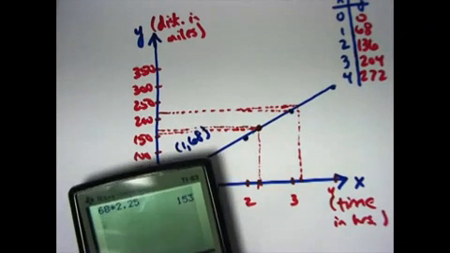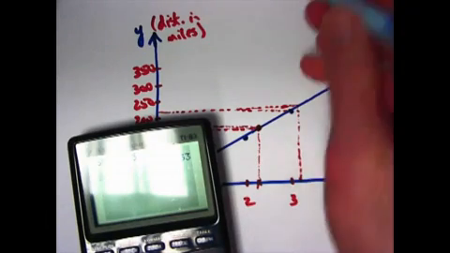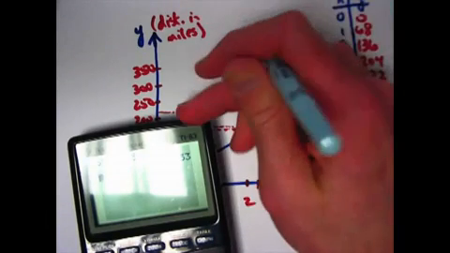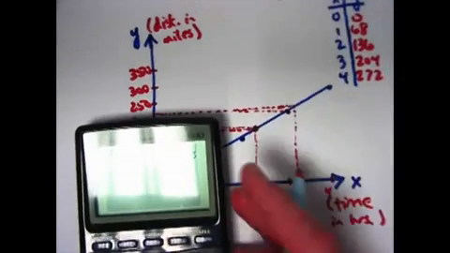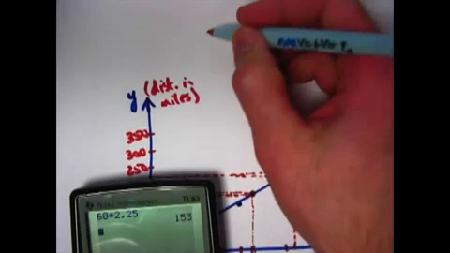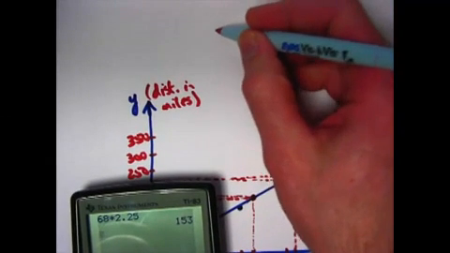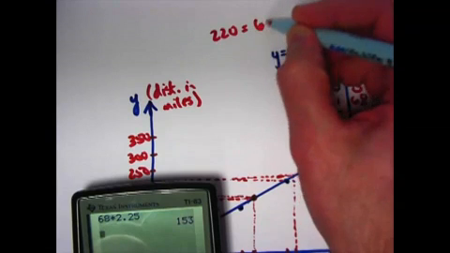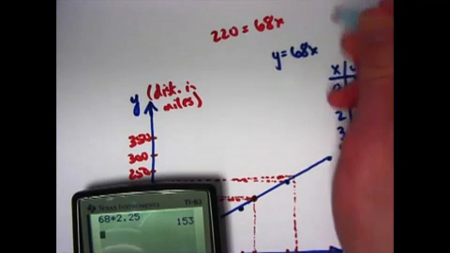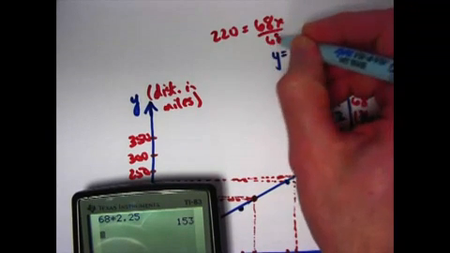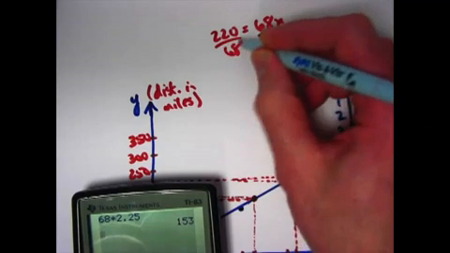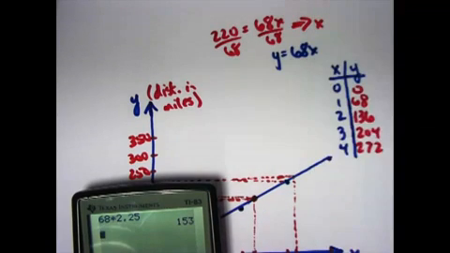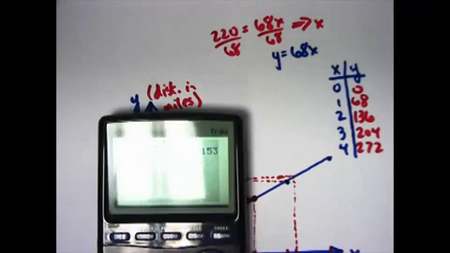Is there a way to figure it out exactly? Yes, you can use the formula. You can plug in what you want to know, which is y, write it up here. The distance traveled is 220. And you can solve this equation for x by dividing both sides by 68, and that'll tell you what x is. It'll be a little bit bigger than 3.